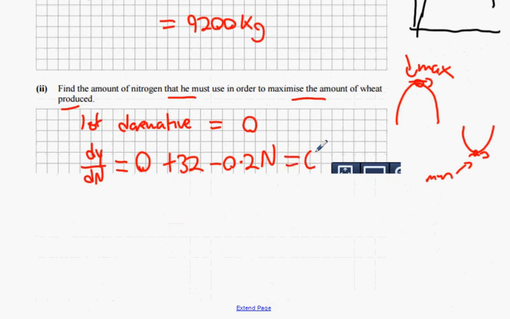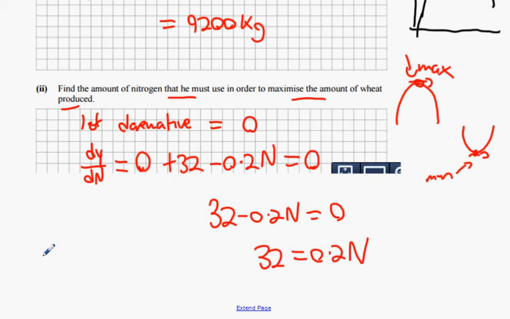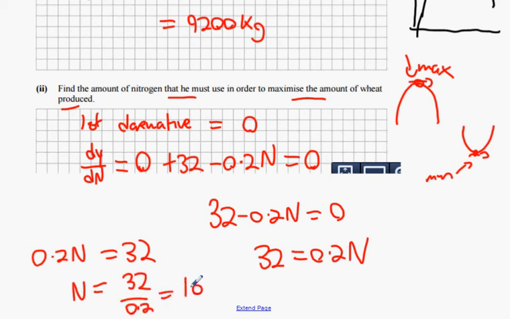Now that has to equal 0. 32 minus 0.2n equals 0. 32 equals 0.2n. 0.2n equals 32. Divided by 0.2, and what do we get? I guarantee it's 160. It's 160 kilograms. We did 160 kilograms to find that.